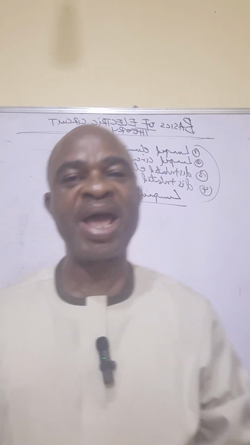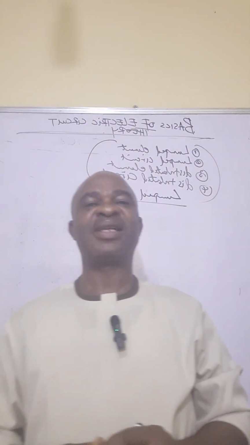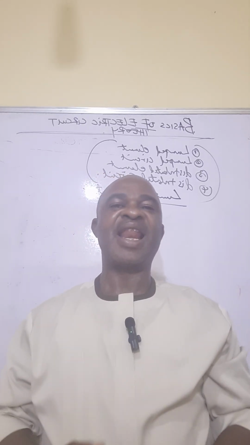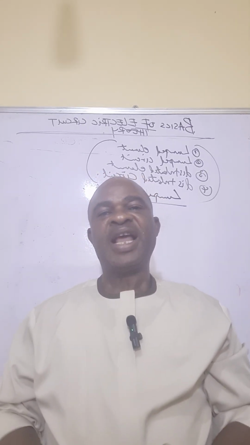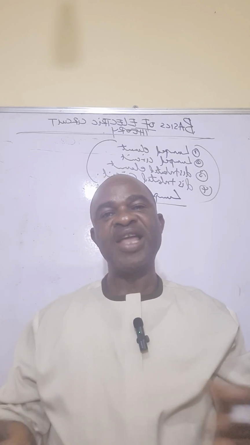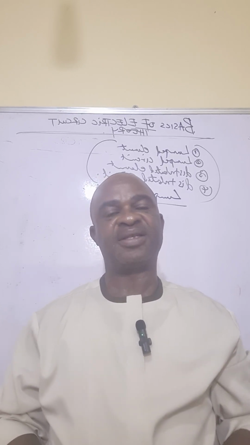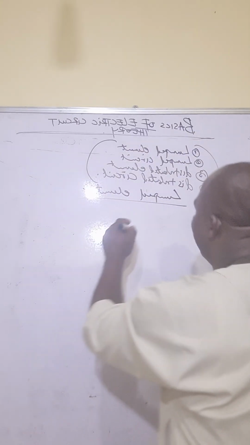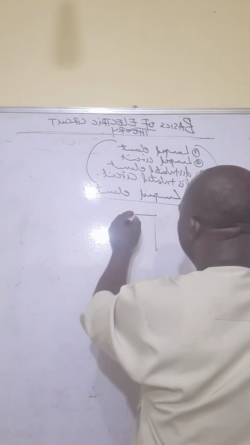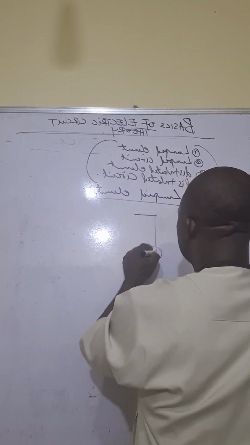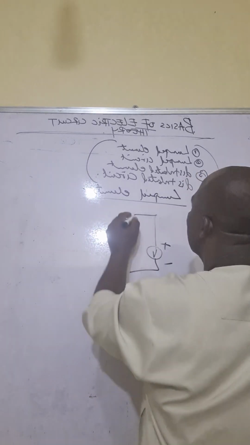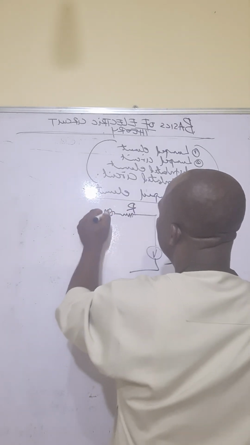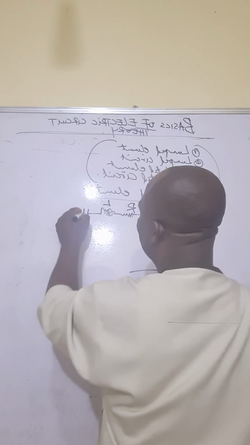So, what is a lumped element? Lumped elements are those elements that are concentrated in a particular point or place in an electrical circuit. They have fixed values, either in ohms, in farads, or in henries, depending on what is given. For example, let's have a circuit like this. This is our voltage source. Then we have our resistor R here, our inductor L here, and our capacitor here.